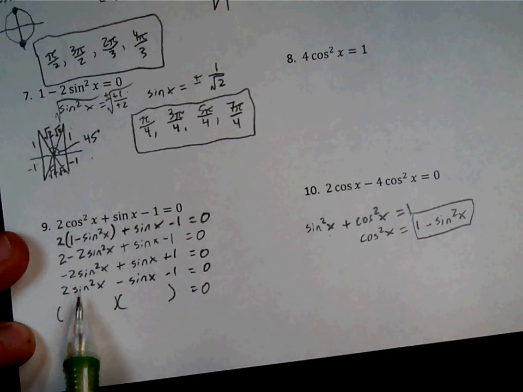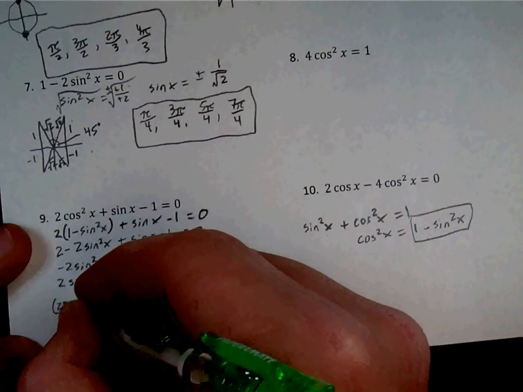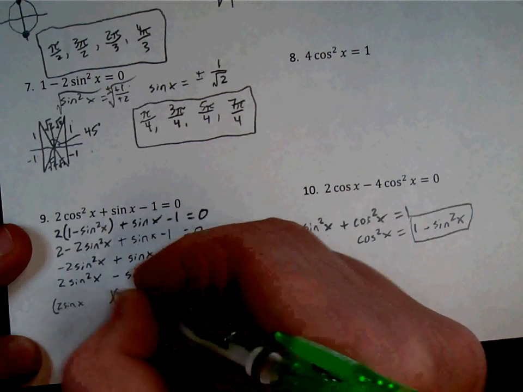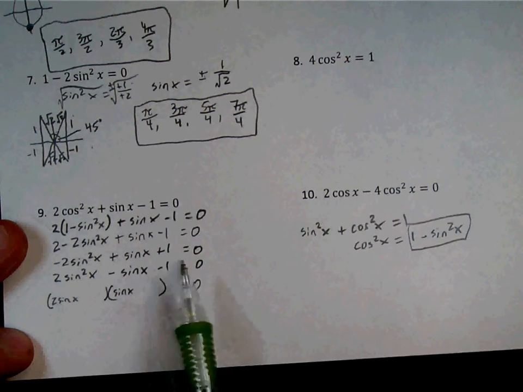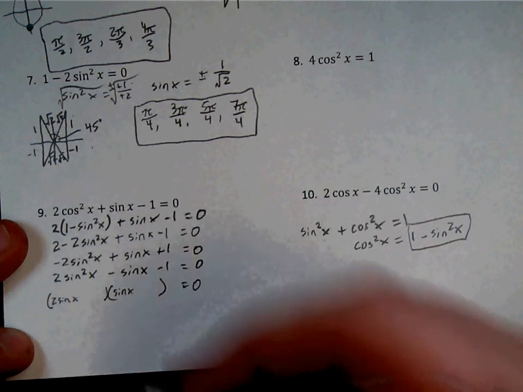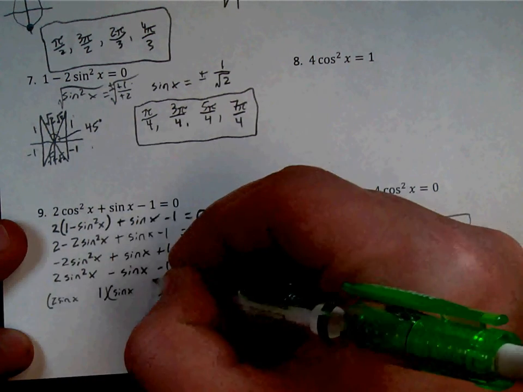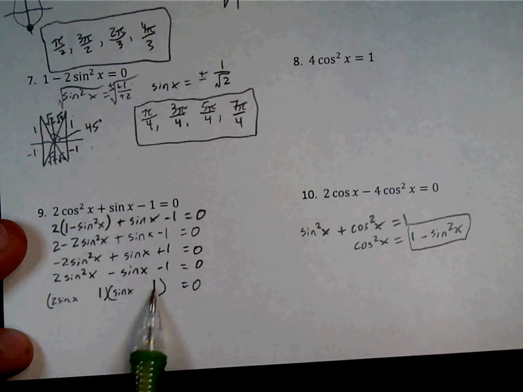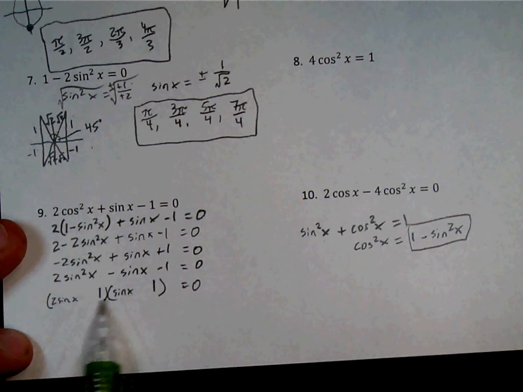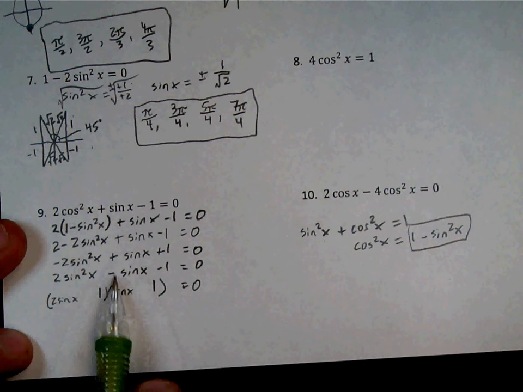So because it's a 2 sine squared, I know I'm going to have a 2 sine x and a sine x. Because my last term is a negative 1, one of them is going to be a positive 1, one's going to be a negative 1. Let's just put 1s for a moment. This second one is going to get multiplied by a 2, so it'll make a 2 sine. In the middle I'm going to have a 1 sine. And I want them combined to make a negative.